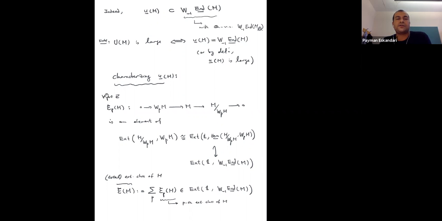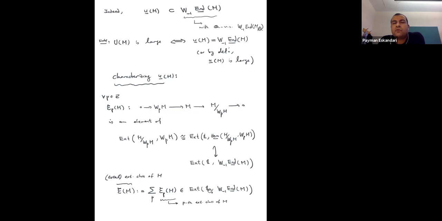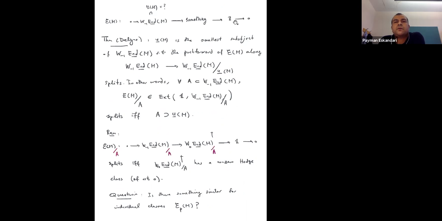Now, okay, so for any integer p, I have this E_p(M), an element here, which you can think of as an element there. But now think of it as an element here. Now all these E_p's live in the same space, and now you can add them up. So by E(M), or total extension class of M, I mean the sum of these E_p(M) over all p as an element of this Ext group. Okay, so now the picture looks like this: this E(M) is an extension of 1 by W_{-1} End M. And inside this, you have U_M.